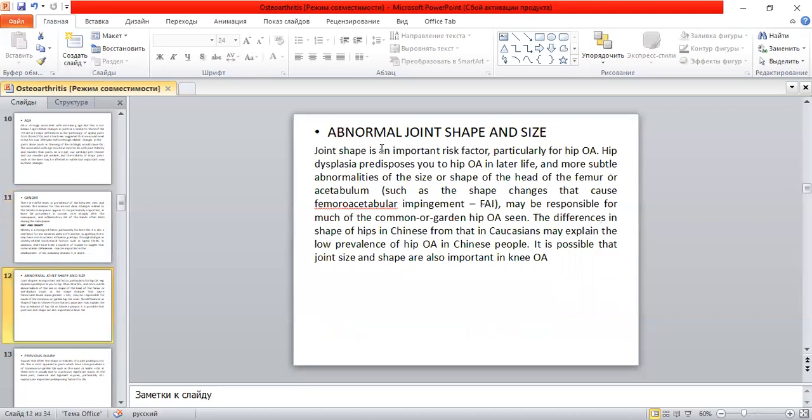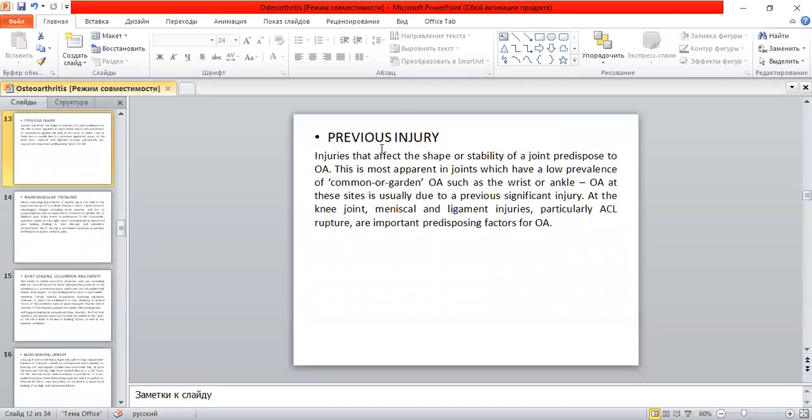Abnormal joint shape and size. Joint shape is an important risk factor, particularly for hip osteoarthritis. Hip dysplasia predisposes to hip osteoarthritis in later life, and more subtle abnormalities of the size or shape of the head of the femur or acetabulum may be responsible for much of the common or garden hip osteoarthritis seen. The differences in shape of hips in Chinese from that in Caucasians may explain the low prevalence of hip osteoarthritis in Chinese people. It is possible that joint size and shape are also important in knee osteoarthritis.